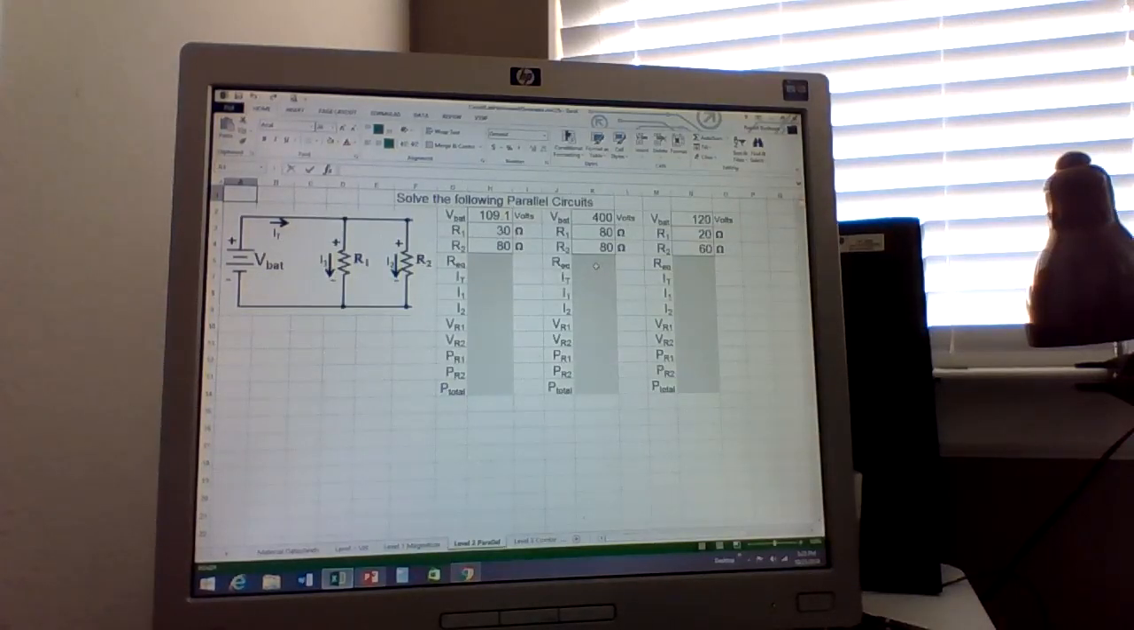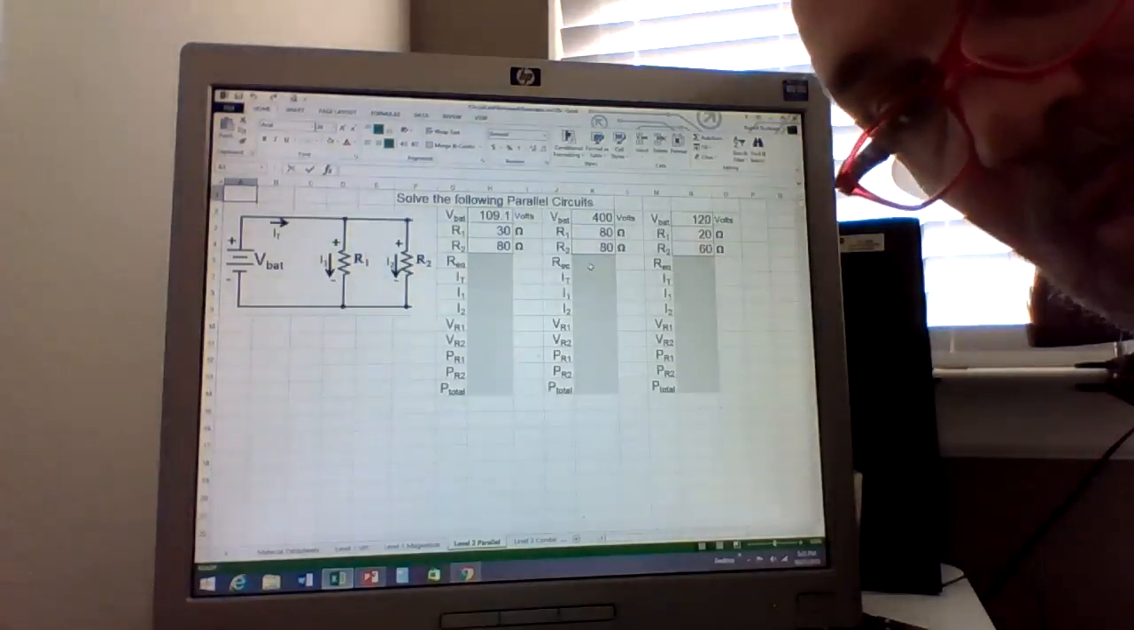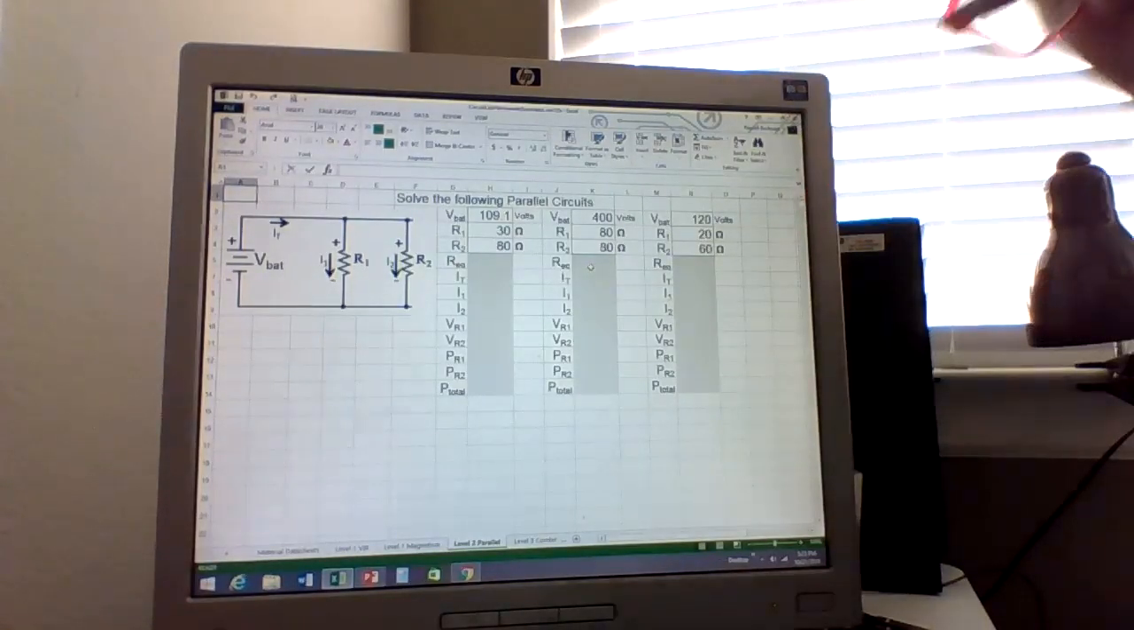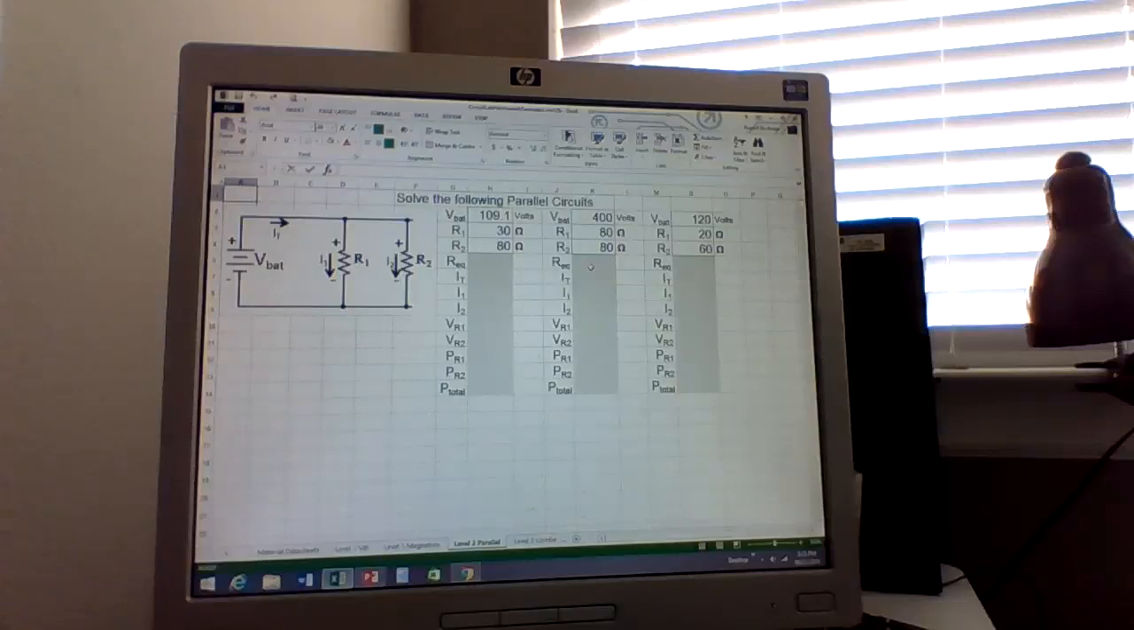As you may remember, if you have 2 resistors in parallel that are exactly the same, you take the number of resistors and you divide by that number. So R1 and R2, if they're both 80 ohms, if you put them in parallel, the R equivalent should be 40 ohms. Does that make sense? Very good. Okay. So it should be 40 ohms.